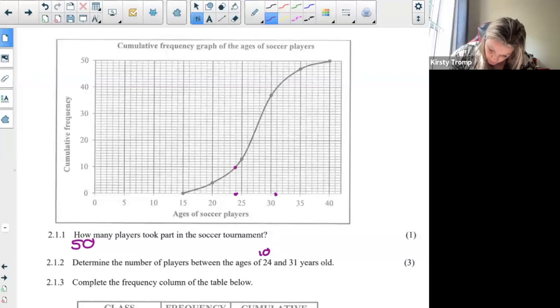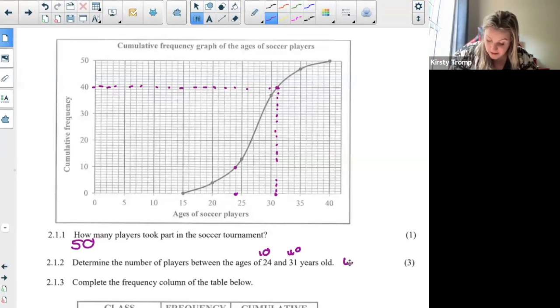And 31. So there's 31 there. If I go up on my graph for you guys, just so you can see where I'm going, 31 takes me there, and I take it across. Okay, I get 40. So how am I going to determine the number of players? I'm going to say 40 minus 10.